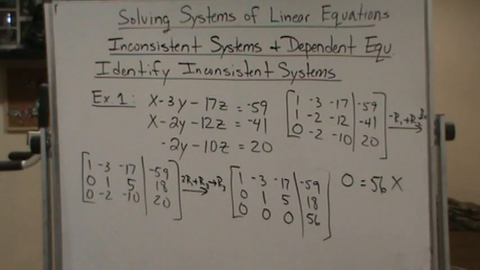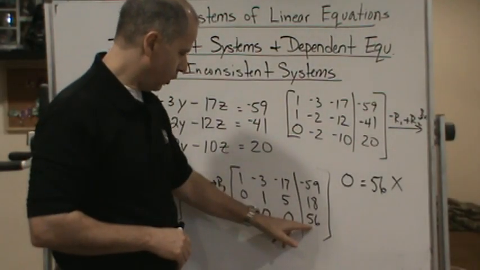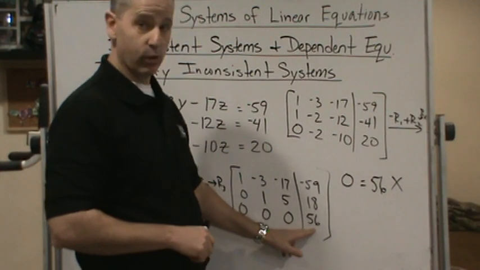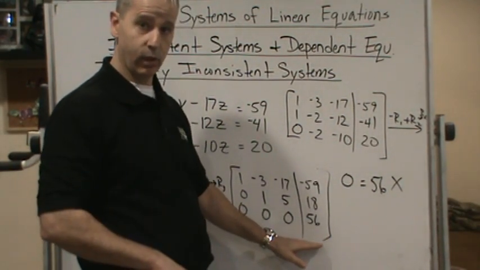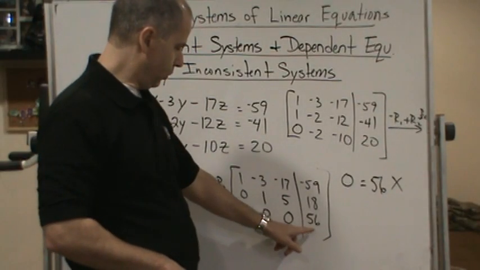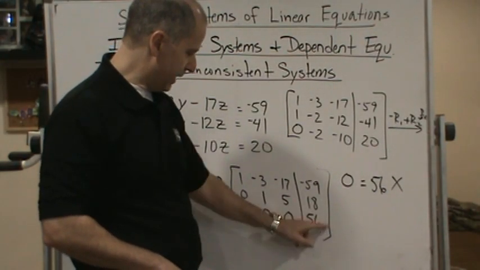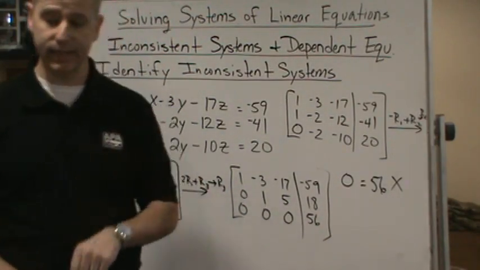So what you're looking for is any time that you get a row of zeros over here with a non-zero constant over here. Now, if you get a row of zeros, that's something else. But if you get a row of zeros and a non-zero constant over on this side, then you've got an inconsistent system.